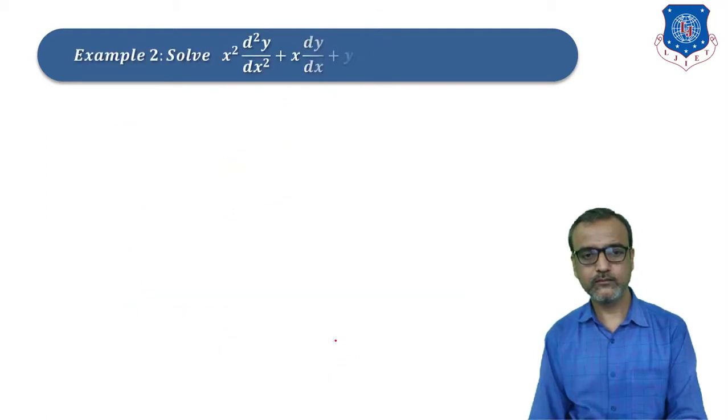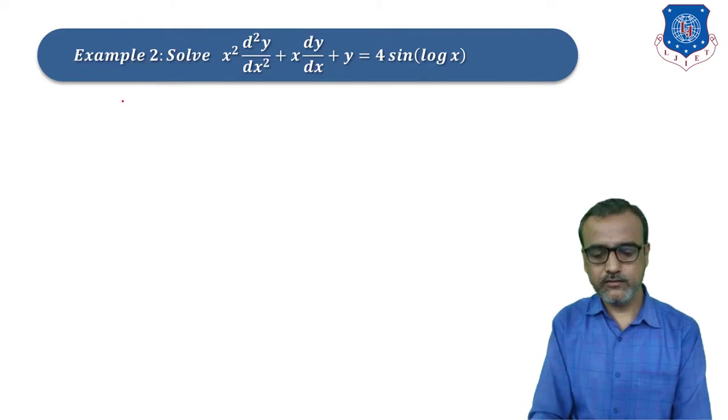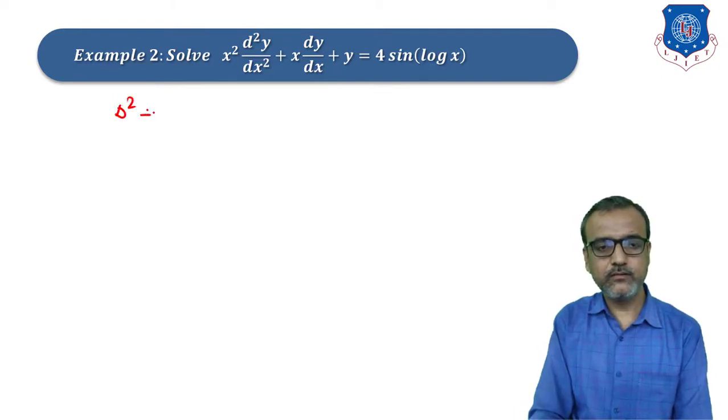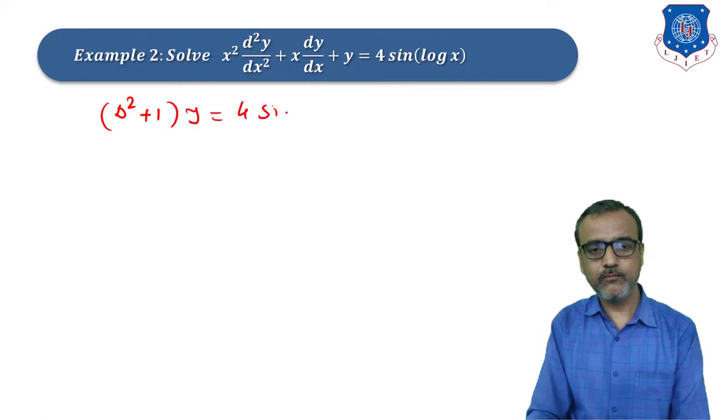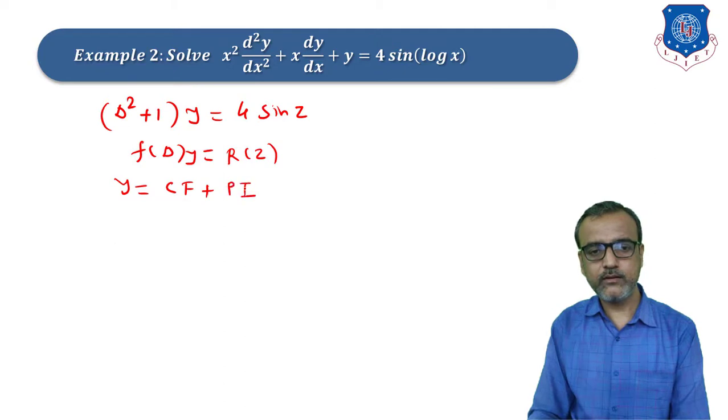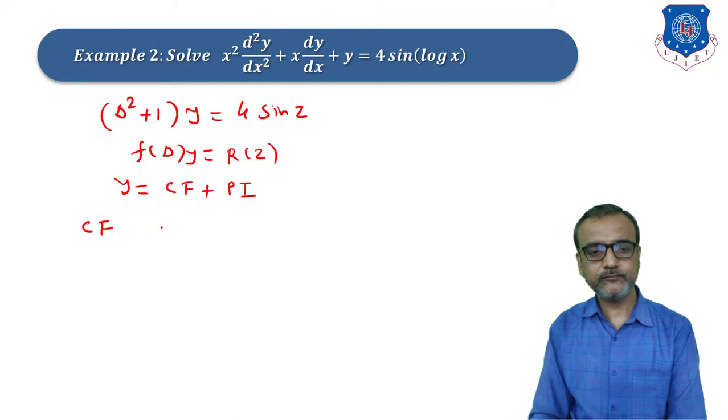Now we have to solve this differential equation: (D² + 1)y = 4 sin z. This differential equation is of the form f(D)y = R(z), where R(z) is a function of z. Its solution is given by y = CF + PI. So first of all we will find out CF.